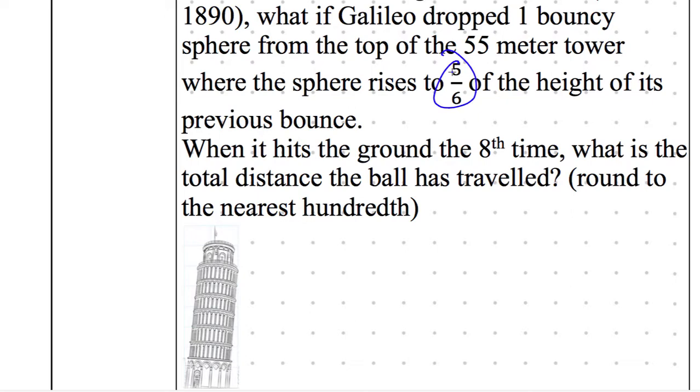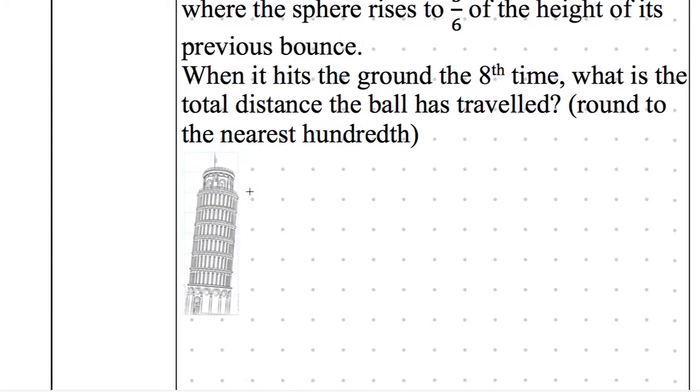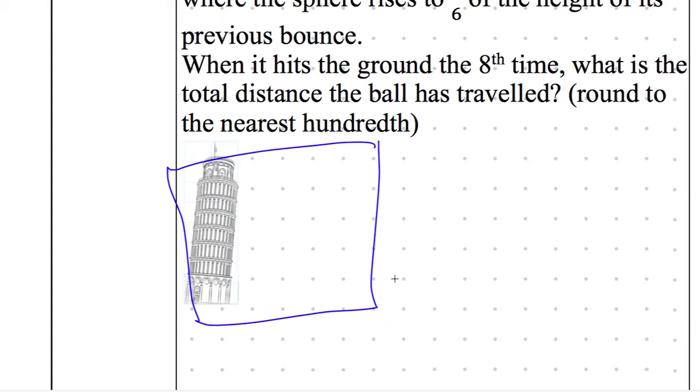Normal bouncy balls are like 1/10. Horrible bouncers. This is an amazing bouncy ball. It will come up to 5/6 of its previous bounce. So let's draw a mini picture. Do I have enough room here? It's going to be a quick picture, so use up only this much room because we're going to need all this other room for doing math.